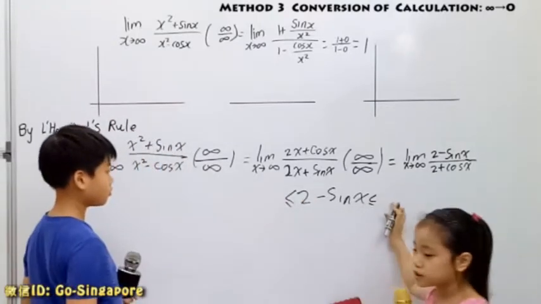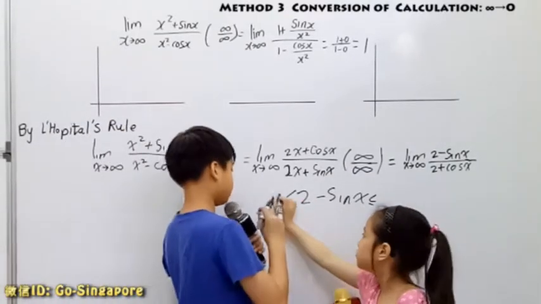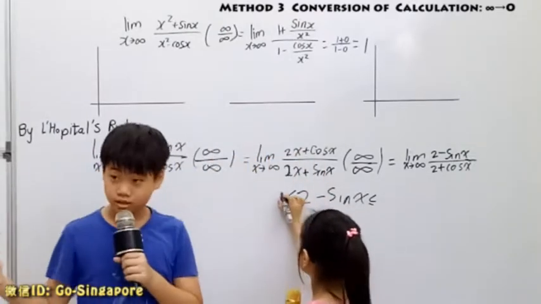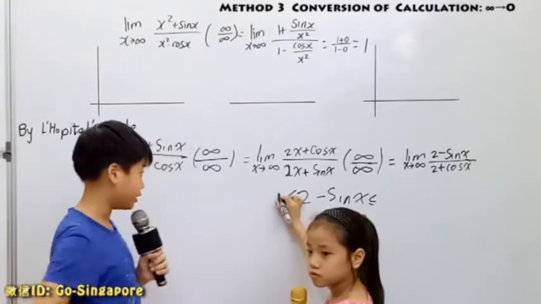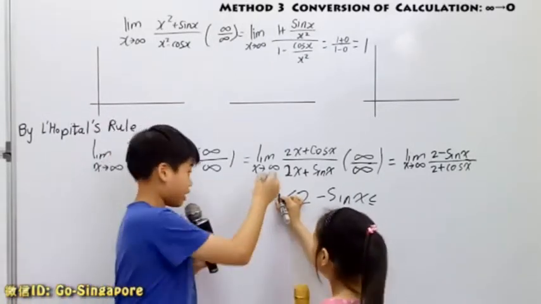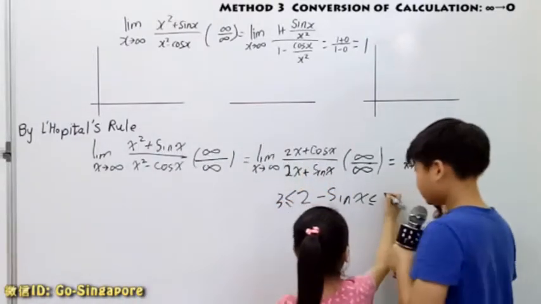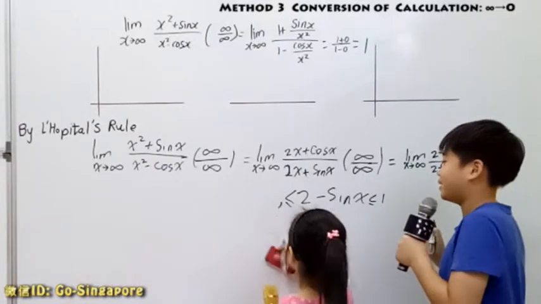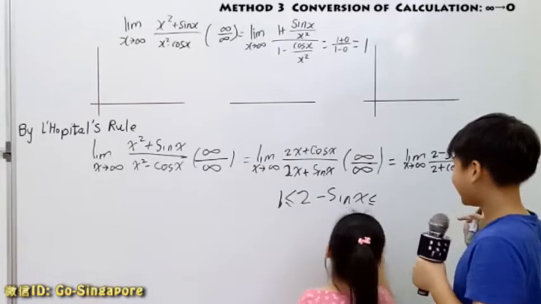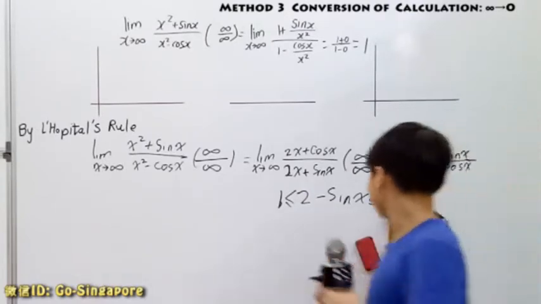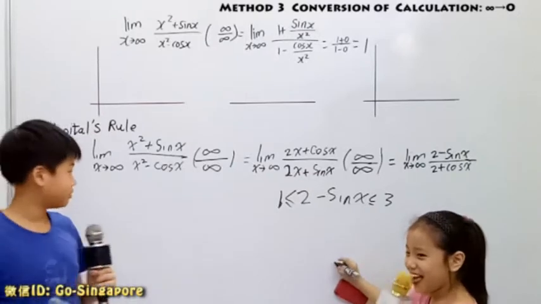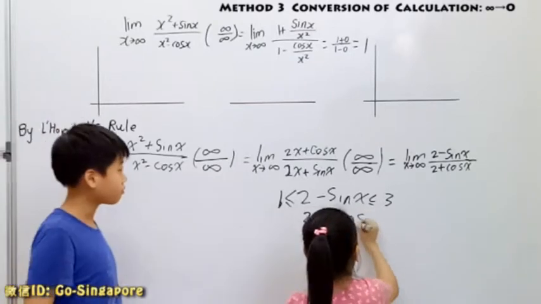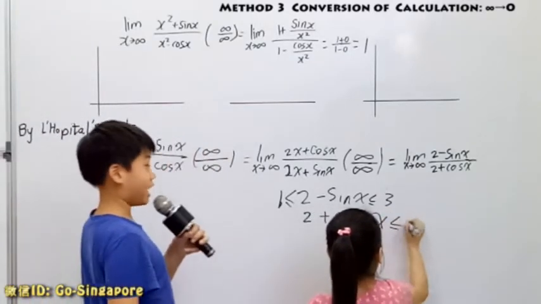This needs to be bigger than or equal to. Remember, for sine x, the biggest is 1 and the smallest is negative 1. So negative 1 plus, right? Remember, 3, because it cannot be bigger than 3 or smaller than 1. Then after that, 2 plus cosine x, same thing, right?